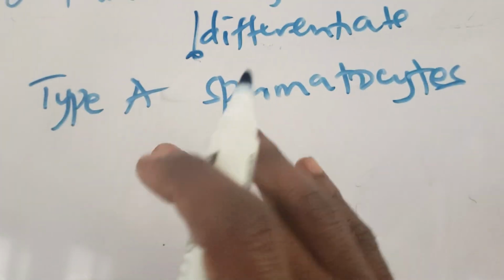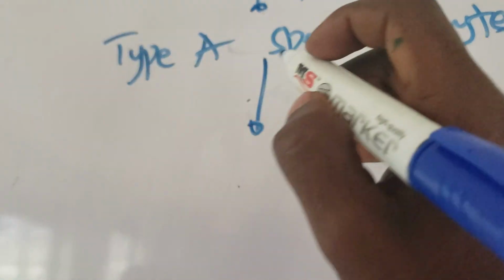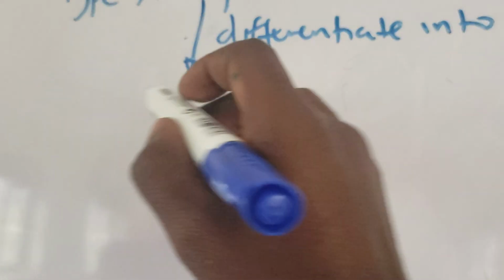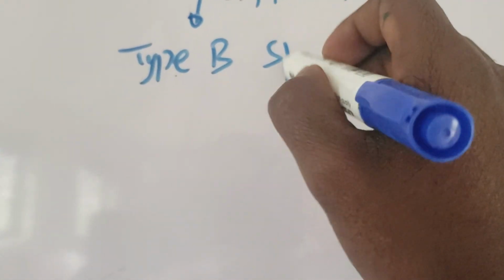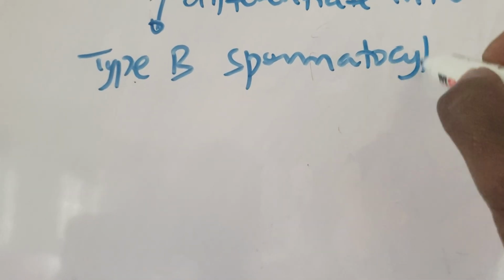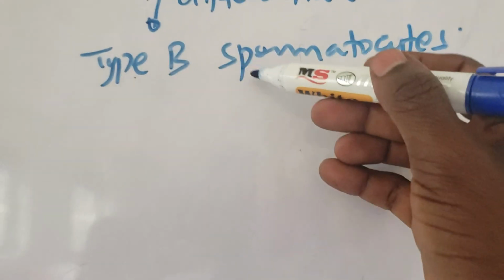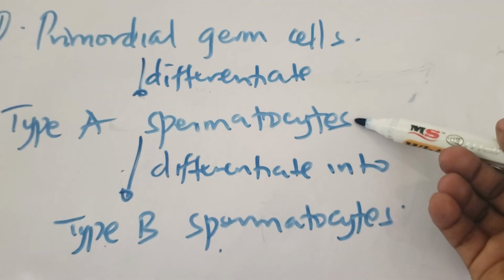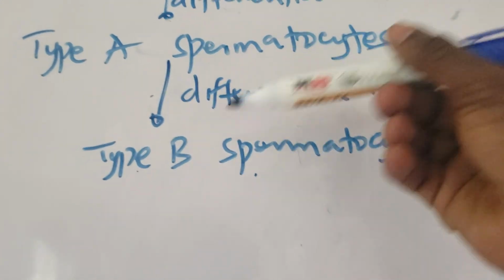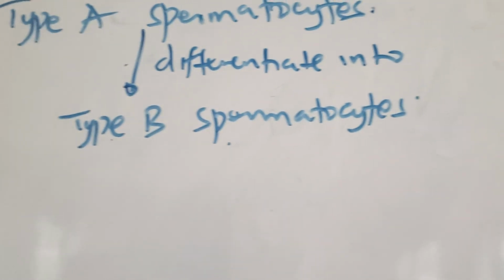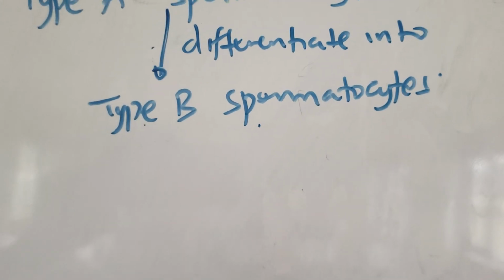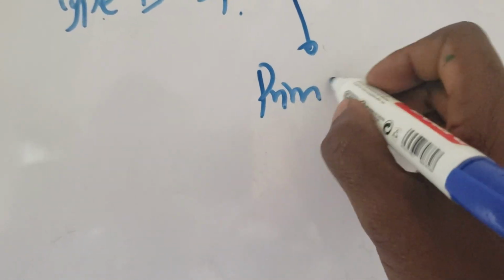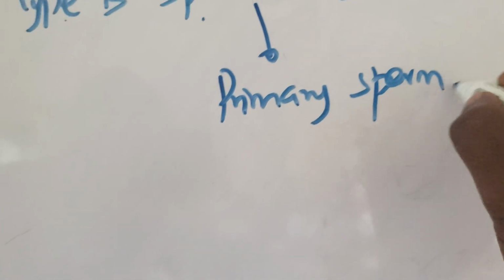They will remain there, and some are going to differentiate into type B spermatocytes. So there are these ones that are committed to forming sperm cells. These ones do not. For them to form, they have to first form type B. And these type B spermatocytes mature into your primary spermatocytes.